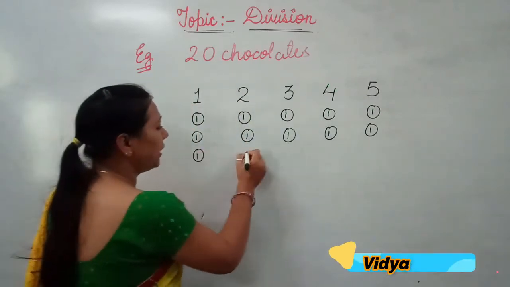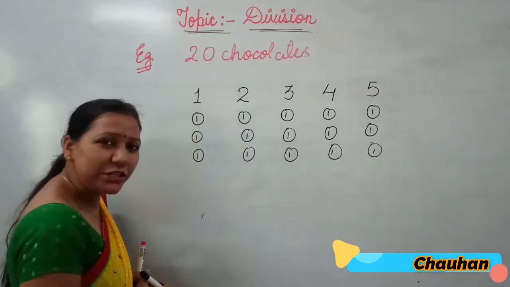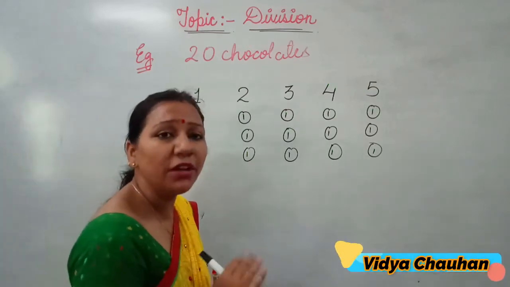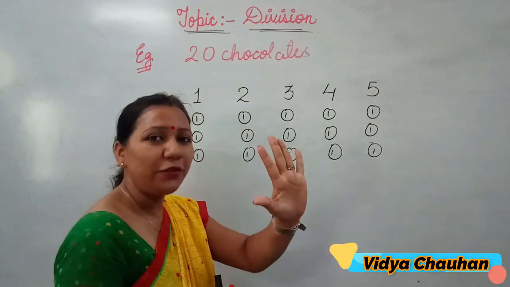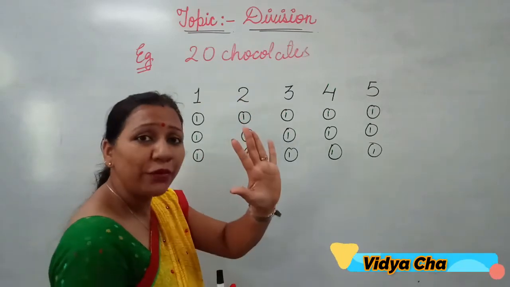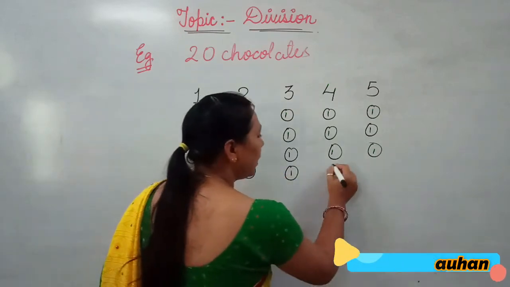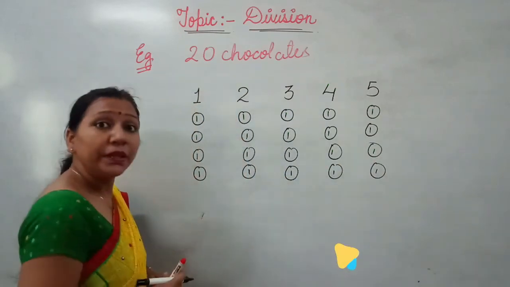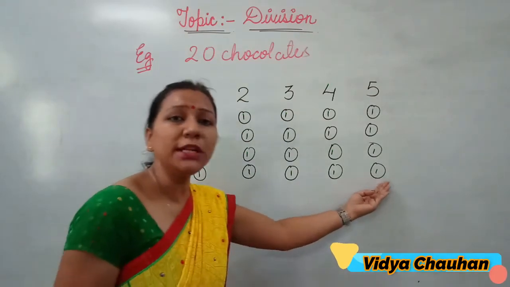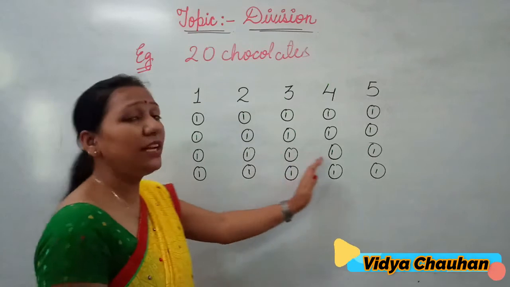Now I can still share it among these children. So I will give them one more. Right children? Now 5, 5, 5. That means 15 chocolates I have given. We are left with only 5 chocolates, because in total there are 20 chocolates; 15 are given away, so we are left with 5 chocolates. Now these 5 chocolates, once again I am going to share among these children. Now my chocolates are over, and it is an equal sharing. I have given an equal share to each and every child.